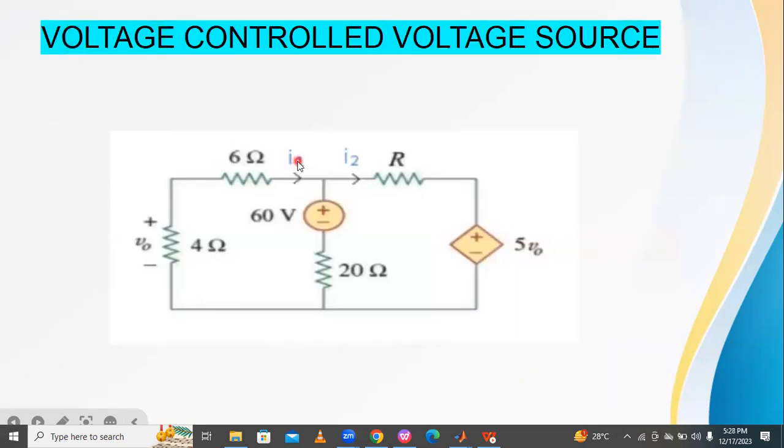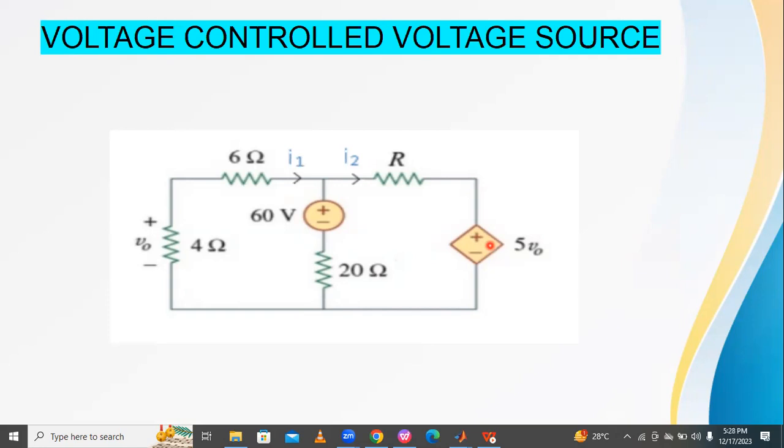Now the final one is called voltage controlled voltage source. This is a voltage source, and it depends upon the 4 ohm resistor voltage. If the resistance changes, this voltage source also changes. So that's why it's called a voltage controlled voltage source.